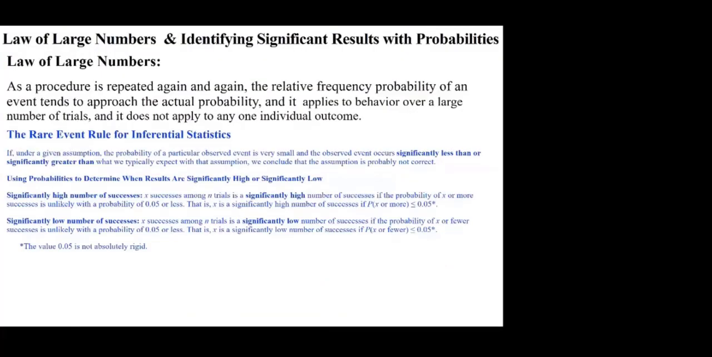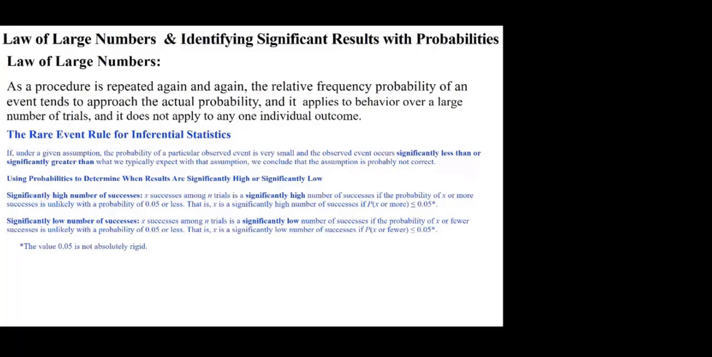Law of large numbers and identifying significant results with probabilities. Law of large numbers: as a procedure is repeated again and again, the relative frequency probability of an event tends to approach the actual probability, and it applies to behavior over a large number of trials, and it does not apply to any one individual outcome. The rare event rule for inferential statistics: if under a given assumption, the probability of a particular observed event is very small and the observed event occurs significantly less than or significantly greater than what we typically expect with that assumption, we conclude that the assumption is probably not correct. Using probabilities to determine when results are significantly high or significantly low.